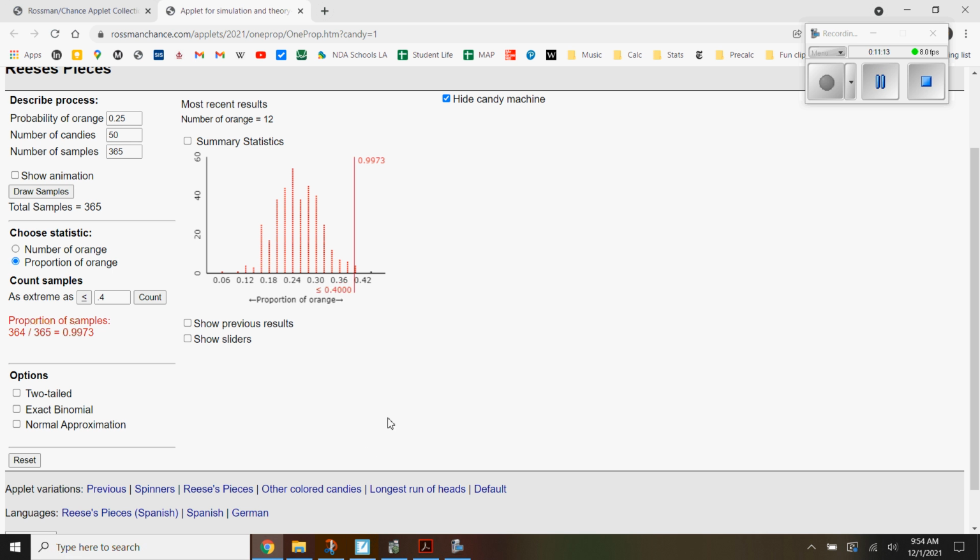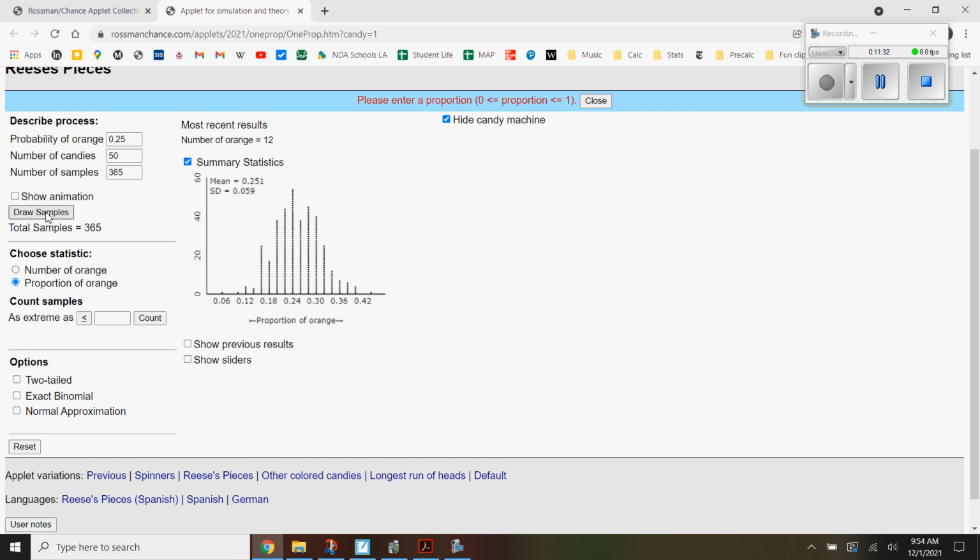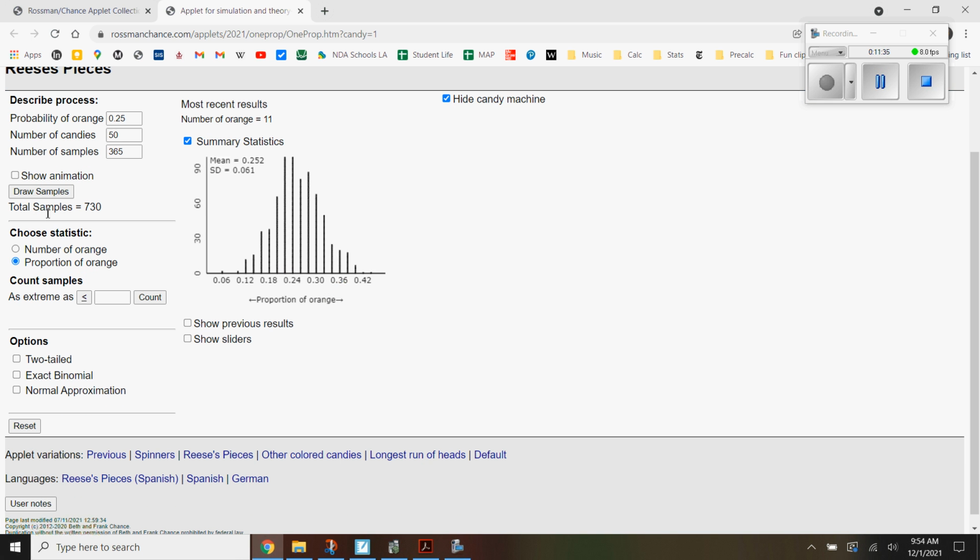Let's take a look at it in one other way. I'm going to get rid of that. And I'm going to reset, and I'm going to redraw the samples for Hospital B, which is the 50 babies. And I want to show the summary statistics. So I'm going to draw the samples, and I can see that on average, 25% of the babies were born Hispanic, with a standard deviation, our spread, of 0.061.